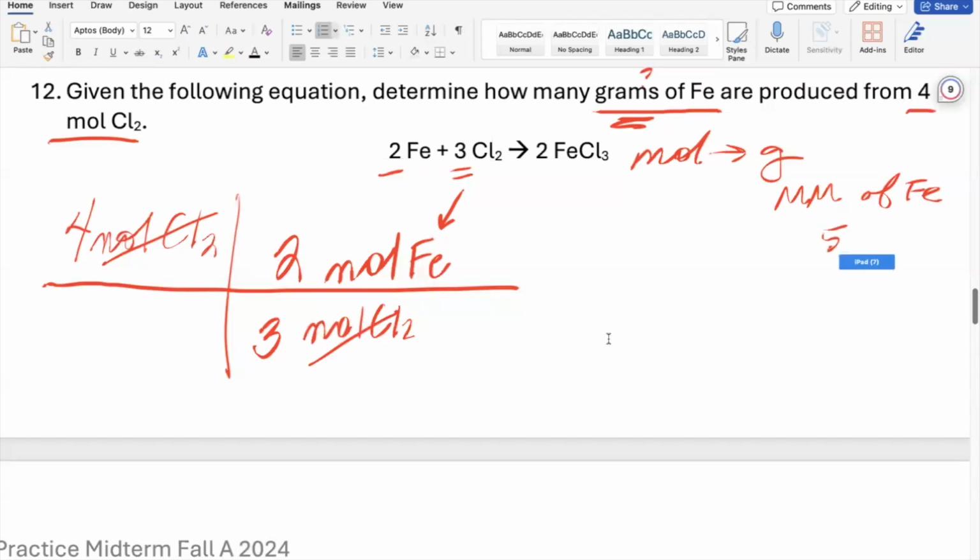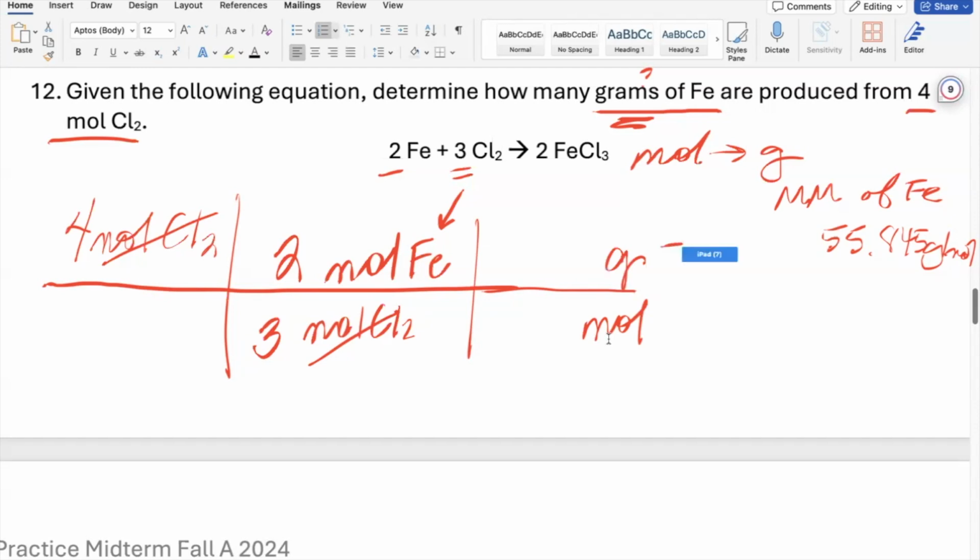It's 55.845 grams per mole. Next I'm going to put moles on the bottom so that they cancel and grams on top, which is great because grams is my desired unit. And this is all of Fe, or iron.